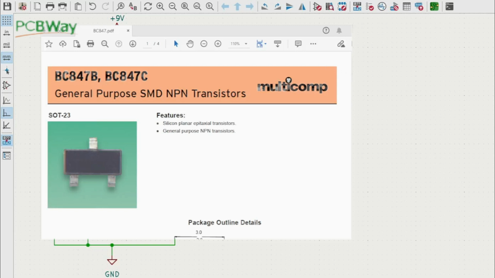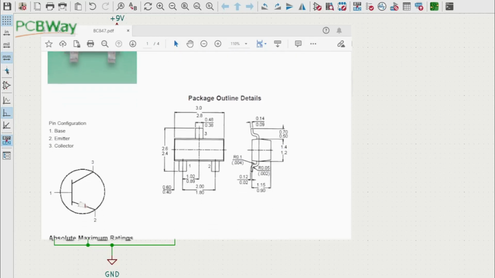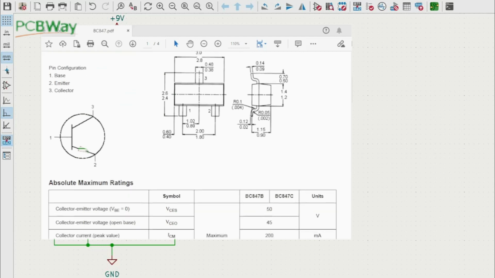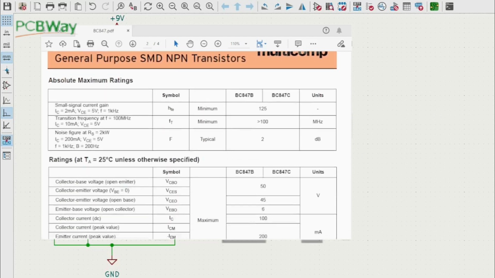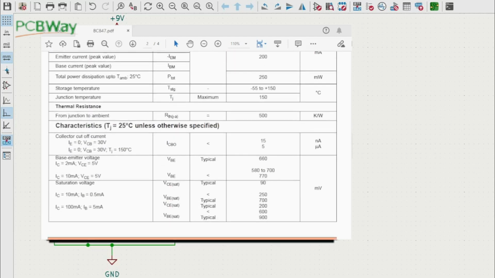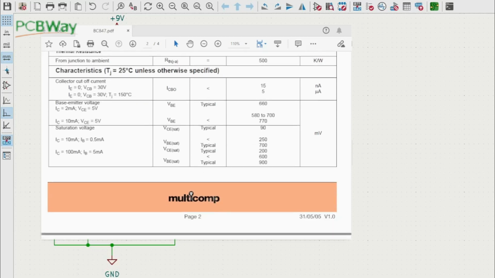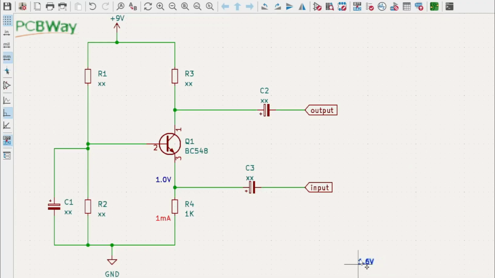We want the base to be 1 VBE drop, or base emitter voltage drop, above the emitter. So we'll look at the data sheet and see what the common value is for this transistor, which is about 580 to 700 millivolts. But we'll go for around 660 as that's a typical value, and that's what we use in this design. So let's aim for a base voltage of 1.6 volts.